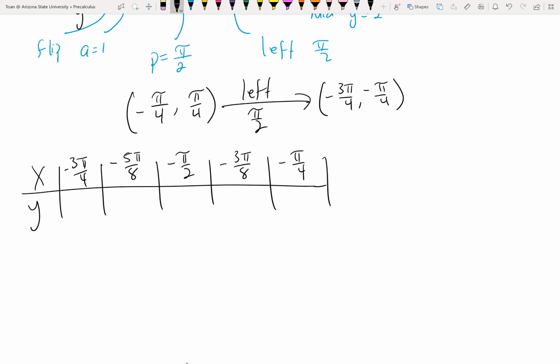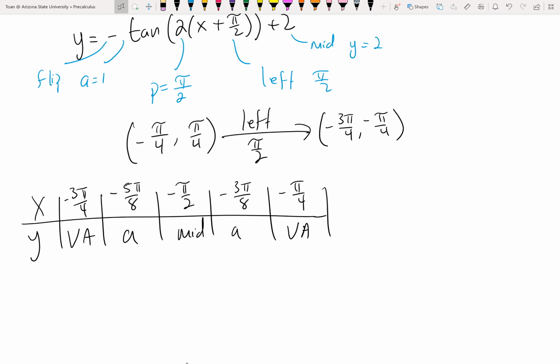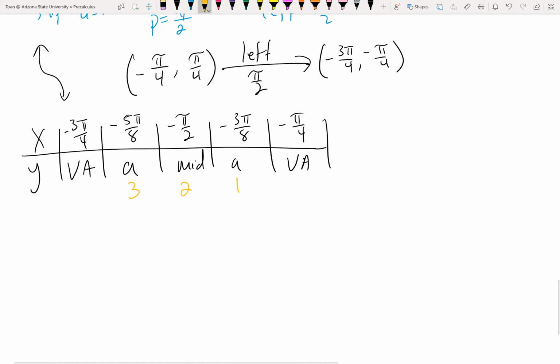The pattern, flip or not, is still vertical asymptote, A, midline, A, vertical asymptote. But the only thing that's different, since I have a flip, since I have a negative tangent, is that it's going to be this shape here. So my midline is at 2, but now I'm going up A to the left, so since A was 1, I'm going to go up 1 to the left, which is 3, and down 1 to the right, which is 1. So then I'm going to sketch.